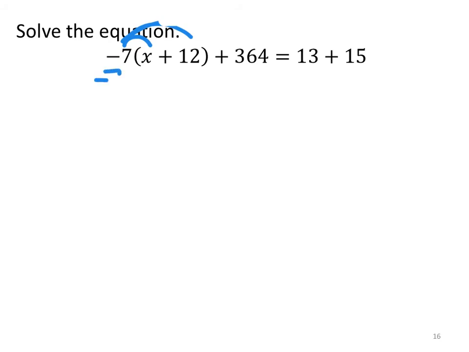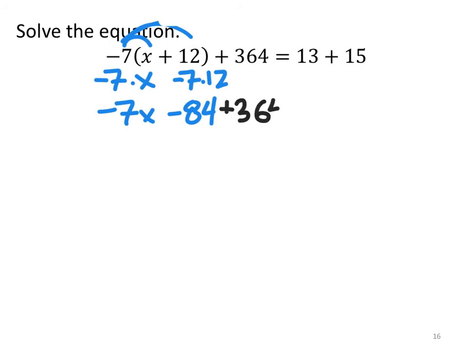And negative 7, again, times x would give us negative 7x's. But then we got negative 7 times 12, which is negative 84. So the rest of this remains the same because, well, the plus 364 does anyways. Okay. And I'm just rewriting this because I want you guys to focus on the distribution by itself for now until you guys feel more confident in your ability to do more than one operation at the same time. Because I could have combined that 13 plus 15 right there. But again, I'm separating it right now because it's not distribution in that case.